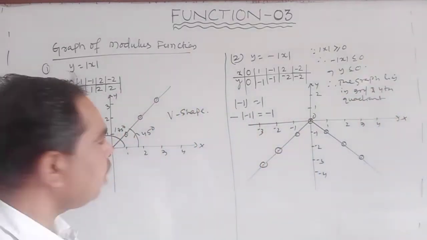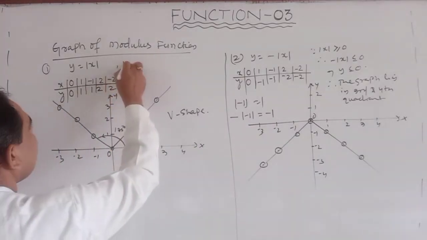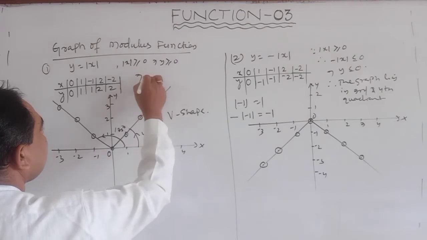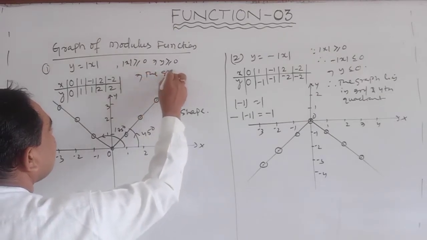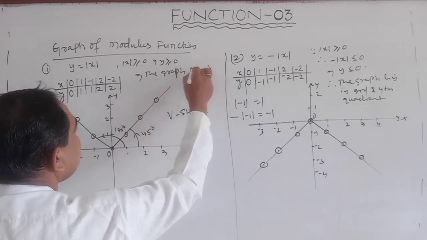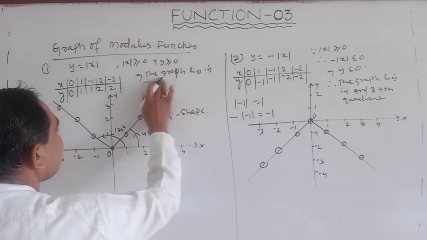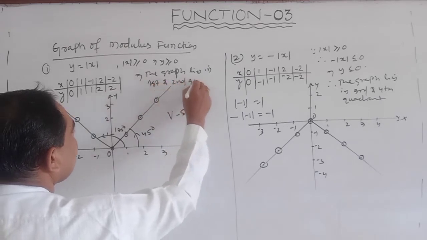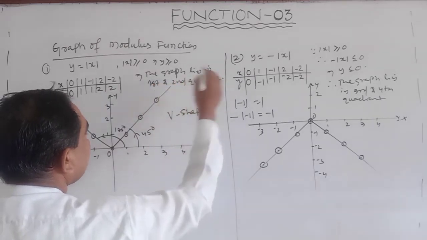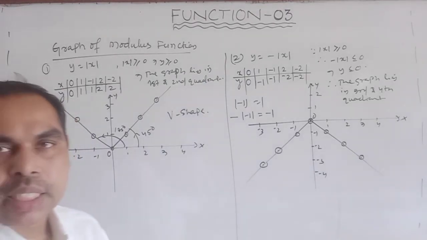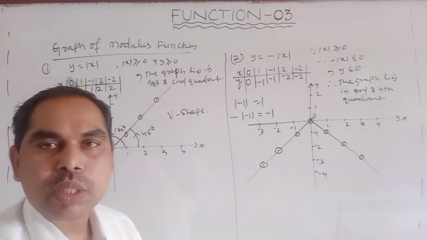Fourth quadrant. But here mod x is greater than or equal to 0, so this implies y is greater than or equal to 0. This implies the graph lies in the first and second quadrant. Okay, so this is V shape. The graph of mod x is V shape.